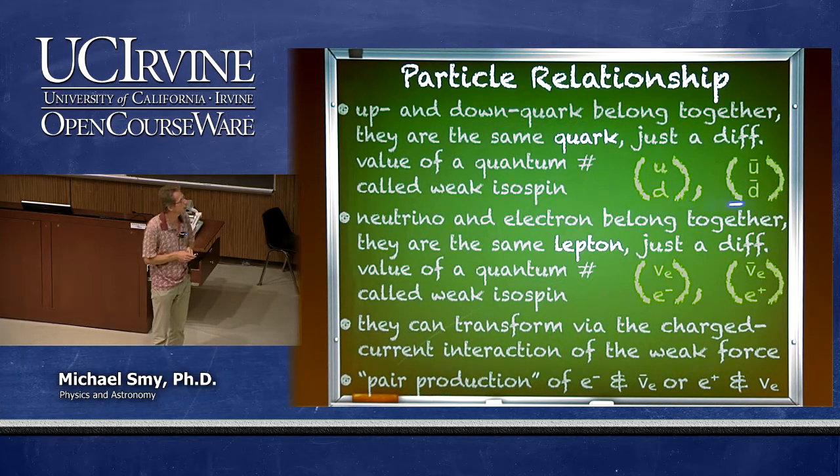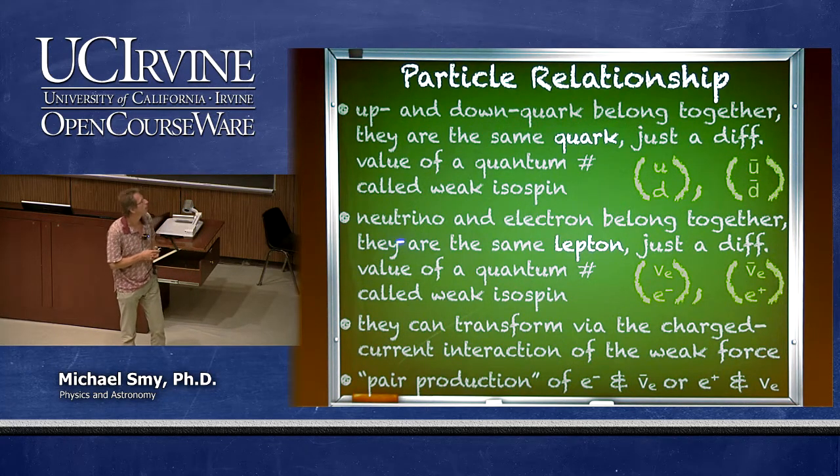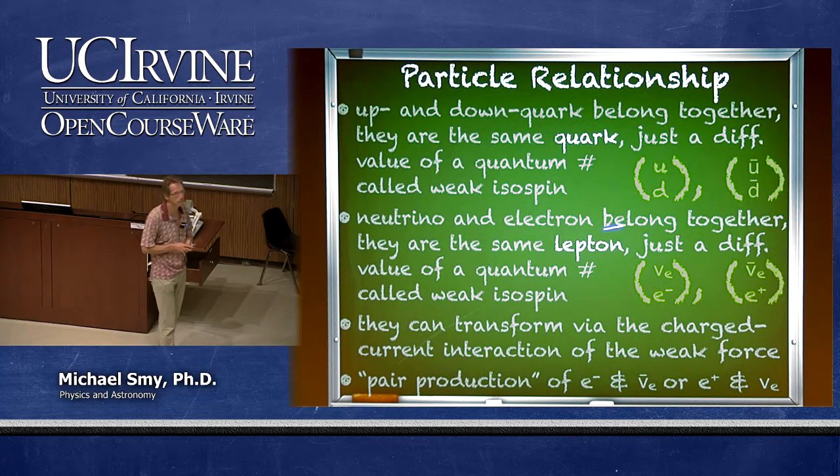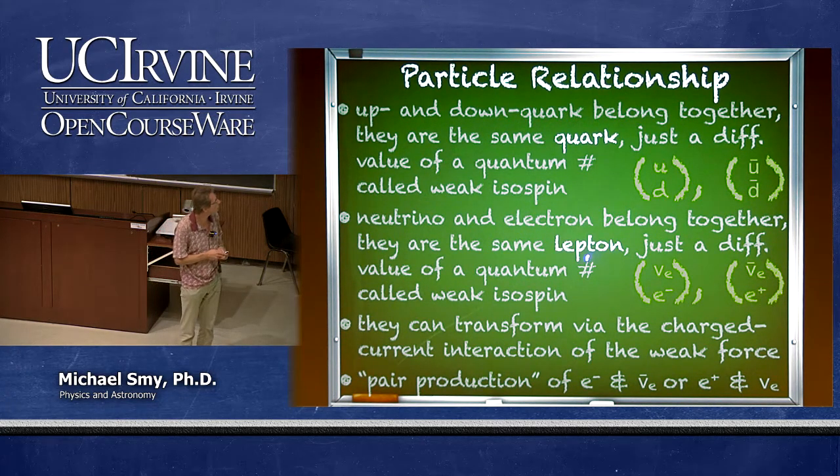And then we can do the same thing for the antiquarks. And in the same way, we can connect the neutrino and the electron together. The resulting thing is called a lepton. And so the neutrino is the neutral lepton, and the electron is the charged lepton. It works the same with the antineutrino and the positron.